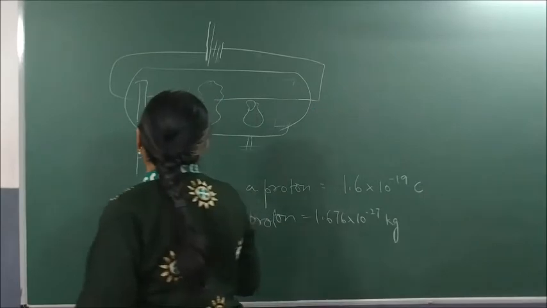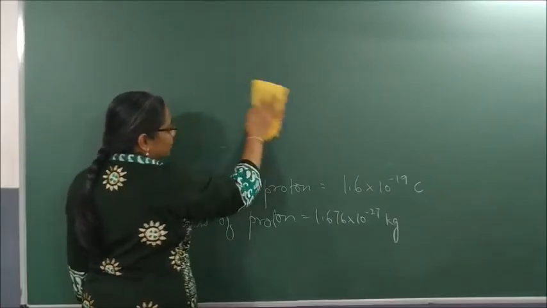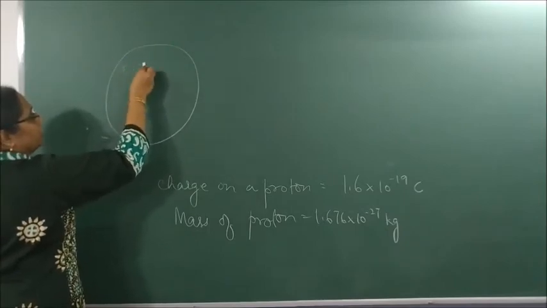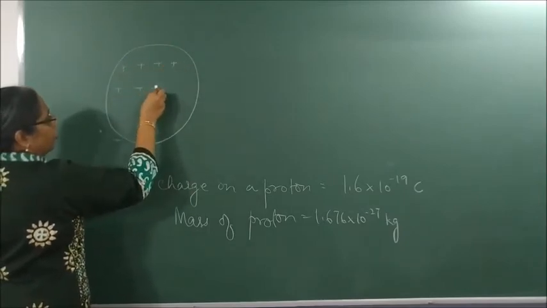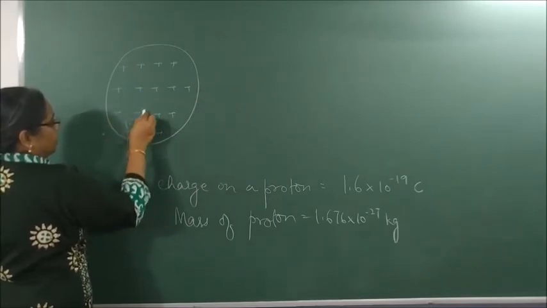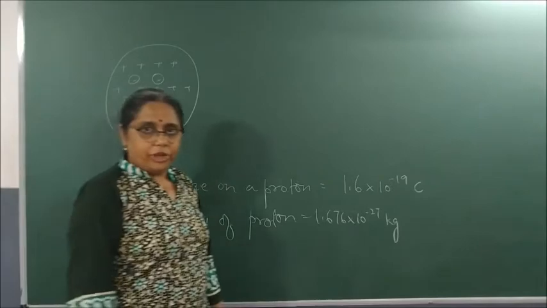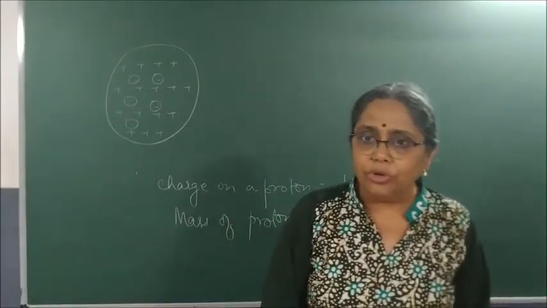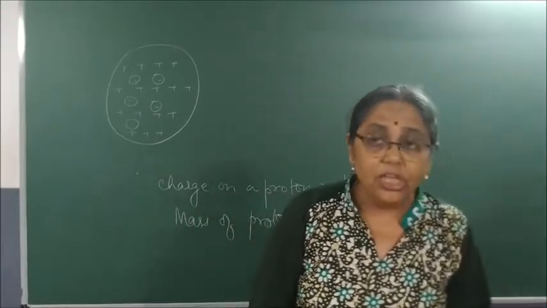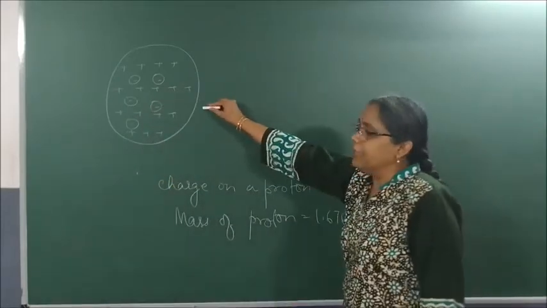So the first model of atom we studied was called what model of atom? Thomson's model of atom. We said in Thomson's model, an atom is a ball of positively charged particles with electrons embedded here and there like seeds in a watermelon. But this model was rejected because we always say atom is electrically neutral. That means the number of positively charged particles should be equal to the number of negatively charged particles, which is not happening in this case.